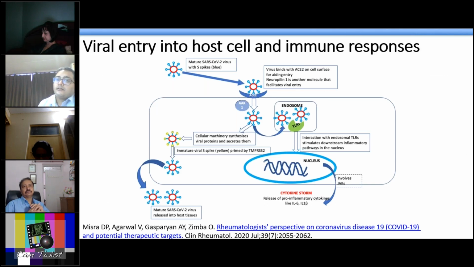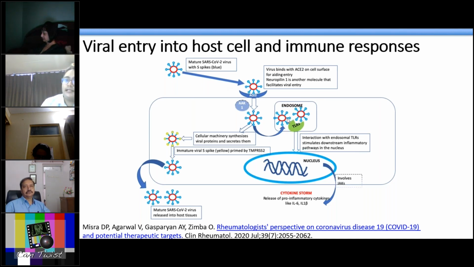To briefly understand the pathogenesis, one must know that the mature SARS-CoV-2 virus, with its S spikes, binds to the ACE2 receptor, and another receptor, the neuropilin-1 receptor, through which it enters the cell. There are certain proteins like AP2-associated kinase 1 which play a role in this, and it may utilize the cellular machinery to synthesize further virus particles. However, these virus particles have an immature S spike, which requires a cellular protease called TMPRSS2 for maturing. Once these are mature, they can further infect cells.